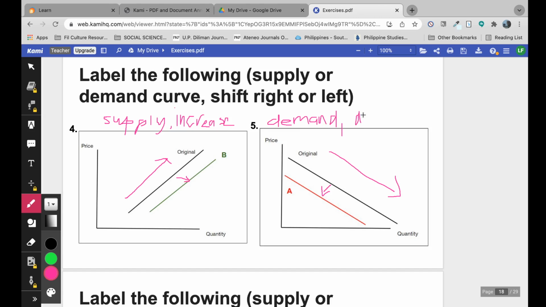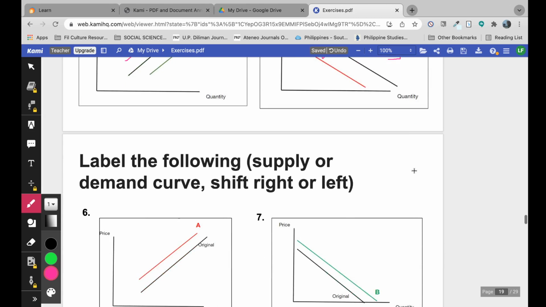And always remember this, that if it's a shift to the left, there is a decrease, whether it's supply or demand. And if it's a shift to the right, there's always an increase, whether it's supply and demand. I hope you got this. If gets na to, the next item would be quite easy for you as well.